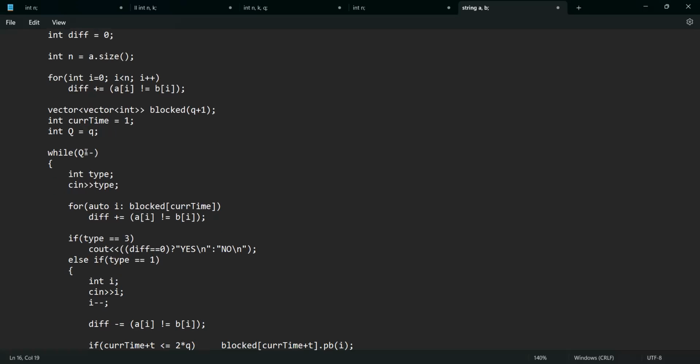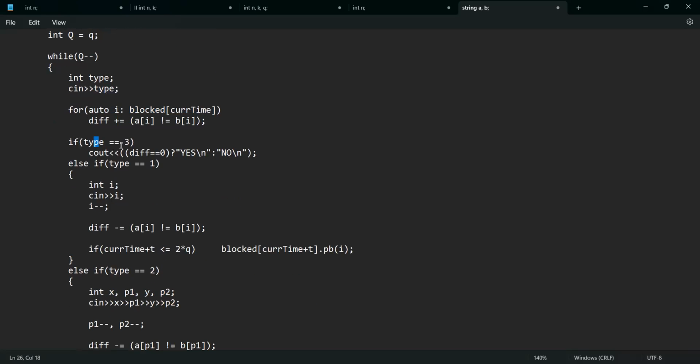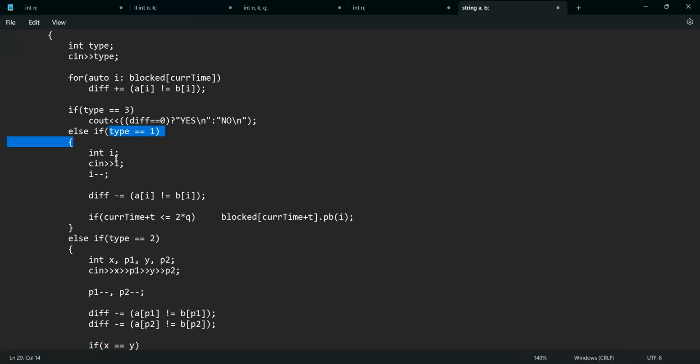Current time is 1, and for each of the queries, first I'll input my type. Then at the ith current time, I check how many positions are getting unblocked. For all of those positions, I'm incrementing my difference if those characters were not equal. Then if my type was 3, I'll simply check if my difference is 0, I'll output yes, otherwise no. Then for type 1, I'll take my index as input for which I have to block, and I'll decrement if the characters at those positions were not equal.